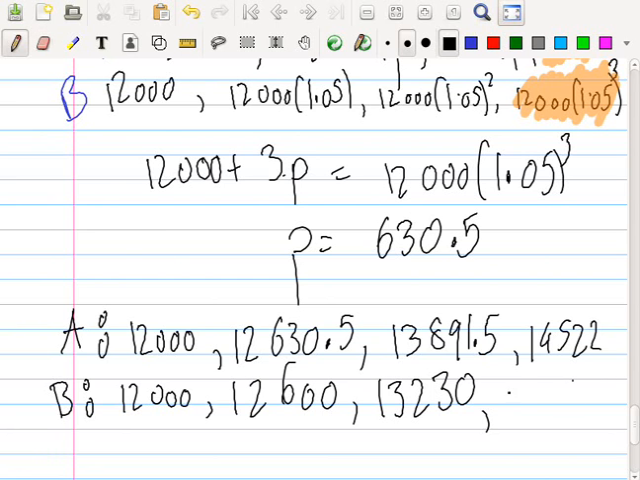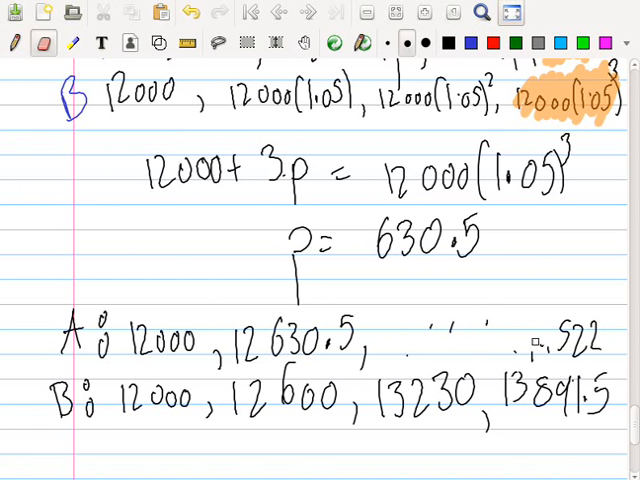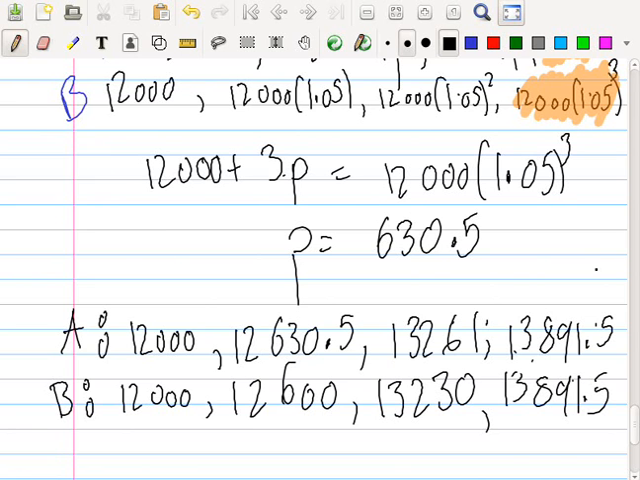Sorry, I'm making a mess of this. 13891.5. I missed one in the middle here. 12630.5 plus 630.5. 13261 plus 630.5. There we go. 13891.5. Okay.